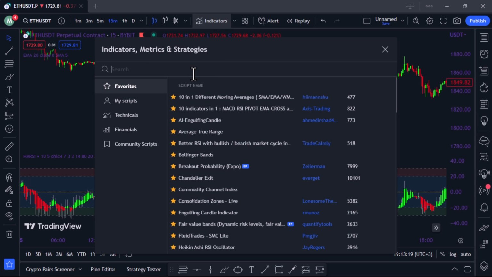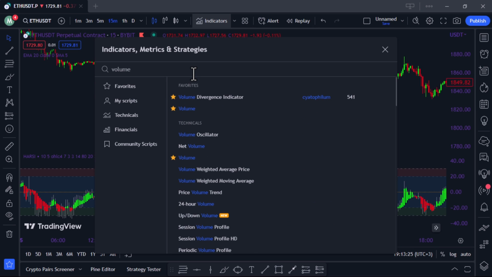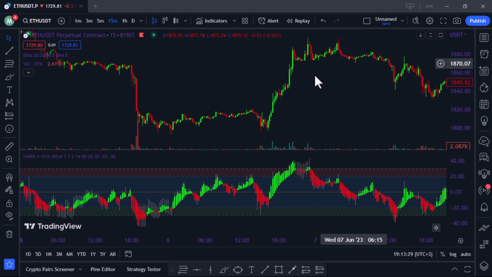The next indicator we will be adding is the volume indicator. Search for the volume indicator and add this to the chart as well. Now let's change the indicator settings. Navigate to EMA indicator setting and click on the input tab.